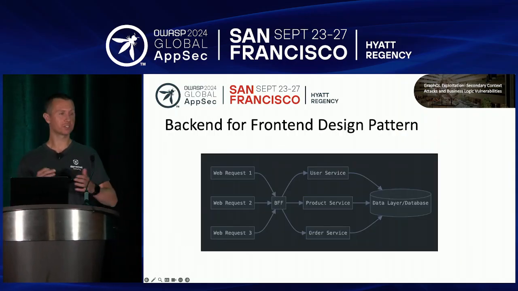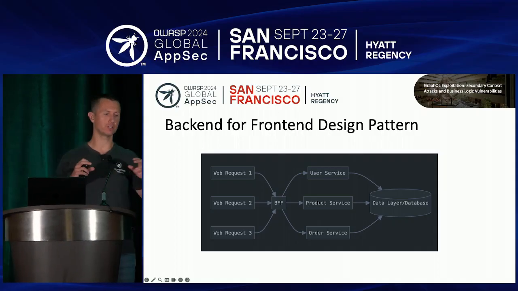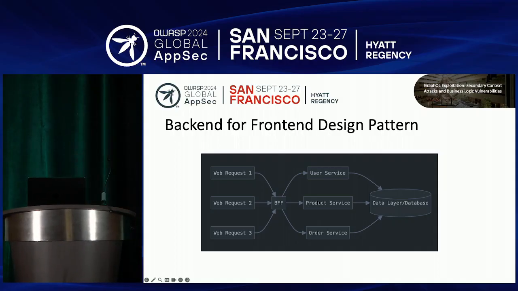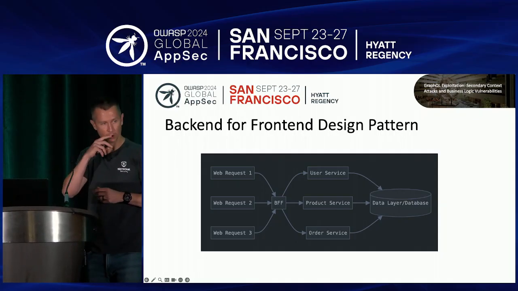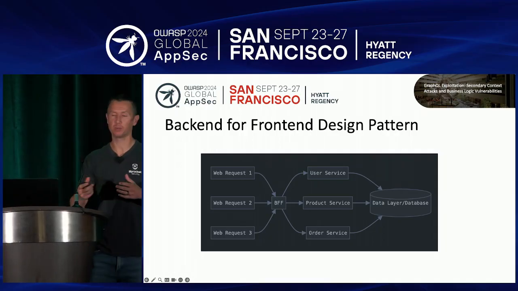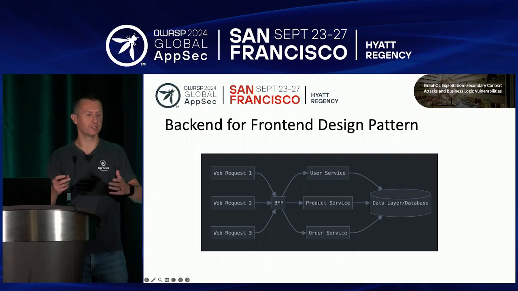All right, so most of the talk is going to be on GraphQL, but before we get there, I think we should lay a foundation around secondary context attacks. And before we get to that, talk a little bit about enterprise application design patterns. So a very common design pattern that I'm sure many people are familiar with is the backend for front-end design pattern in an enterprise app.